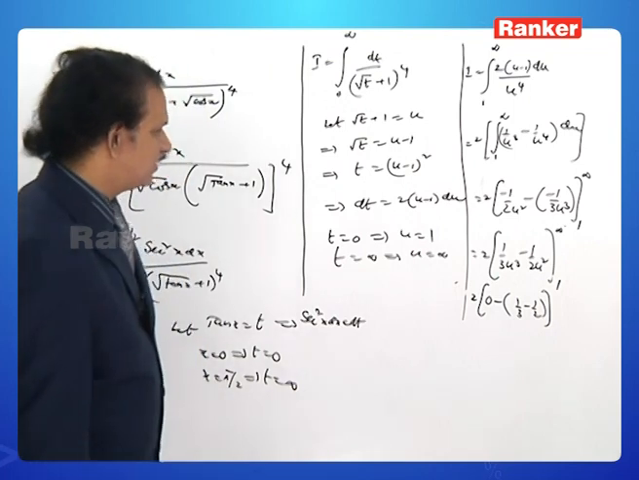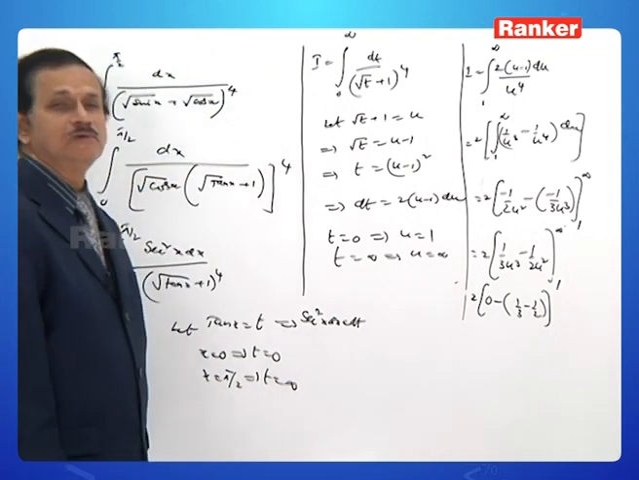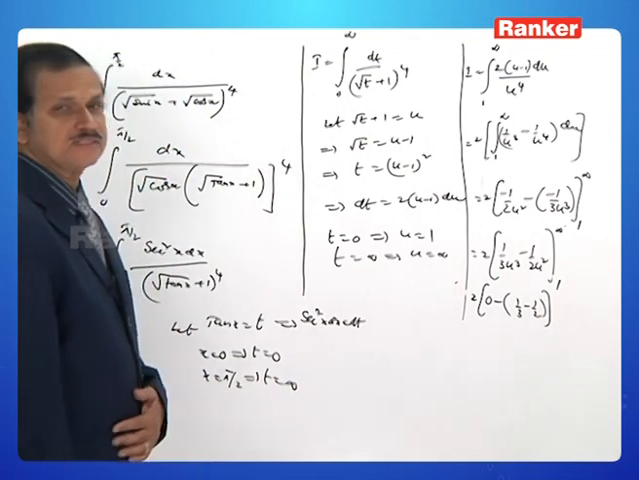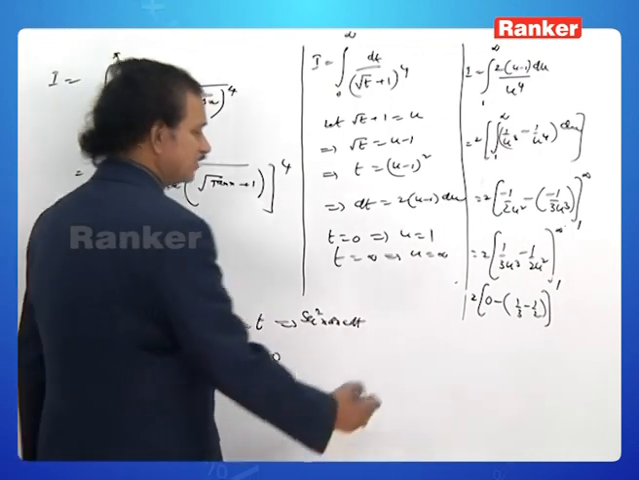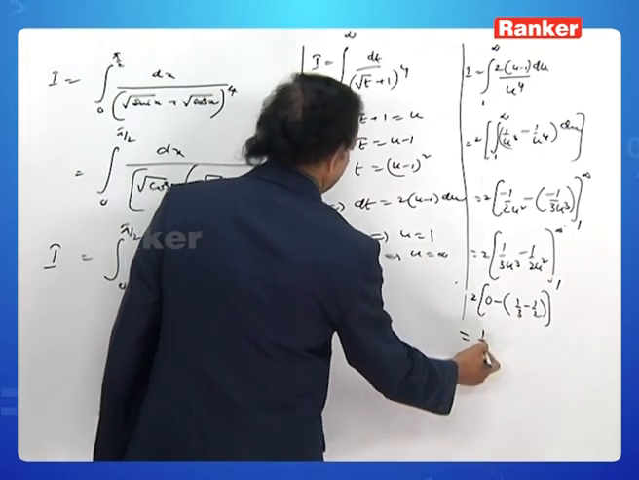What is 1 by 3 minus 1 by 2? Minus 1 by 6. Minus of minus 1 by 6 is plus 1 by 6. 2 into 1 by 6, that is 1 by 3.